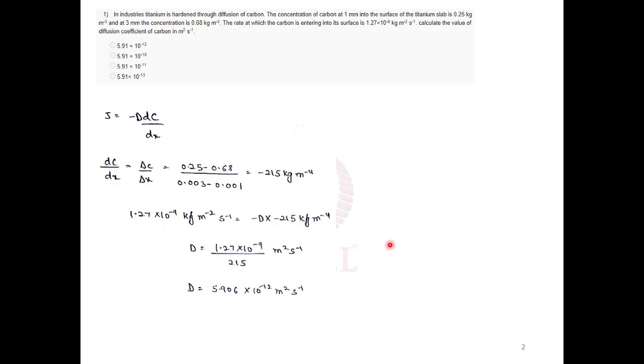Now if they give the length, let's say here it is 1 millimeter to 3 millimeter, and if they increase the length, that means this dx is increasing, as a result of which you will get the J value less. Here you need to be very careful that if you increase the value of dx, then your J will decrease. And this is 1.27 kg per meter square per second.